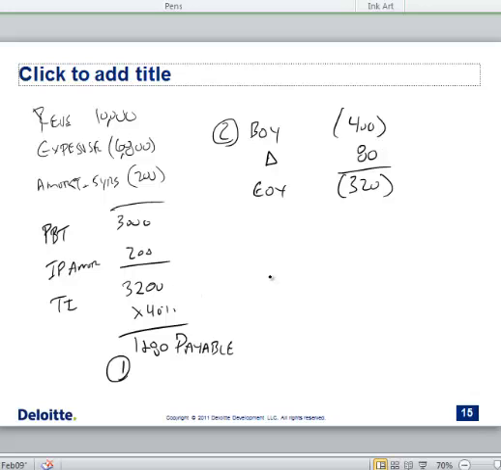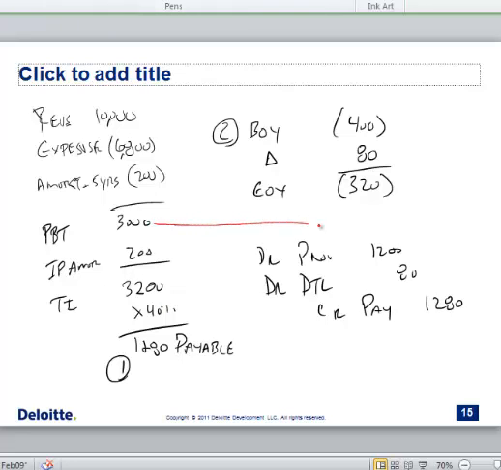So that means my journal entry would be credit payable for 1280, debit DTL for 80, debit provision for 1200. Okay? And that's what I would expect, because 3,000 of PBT times 40% would get me 1,200. So I have no perms, right?